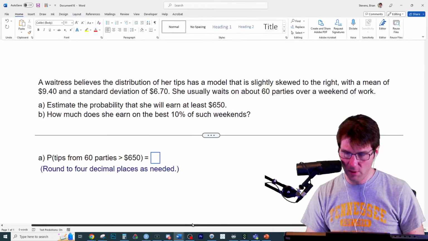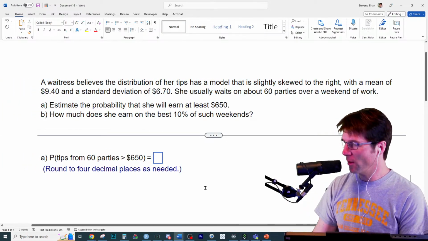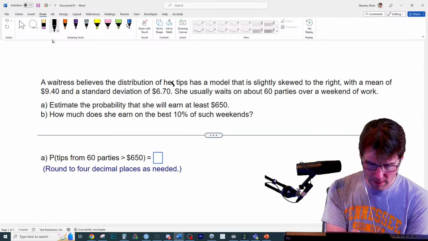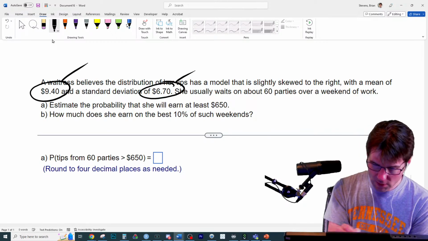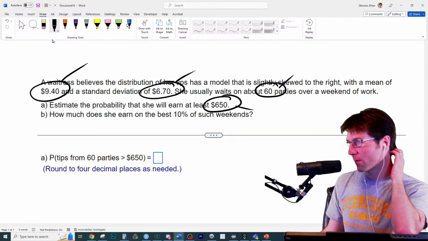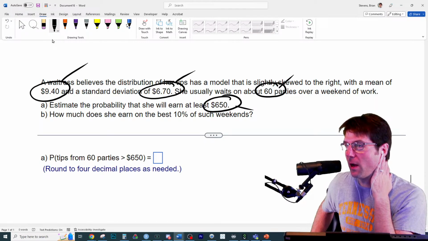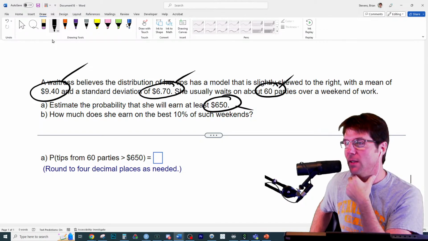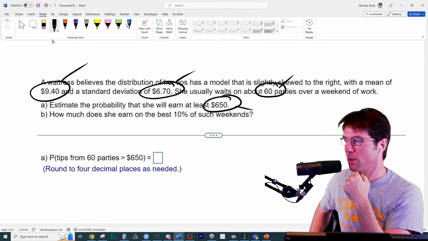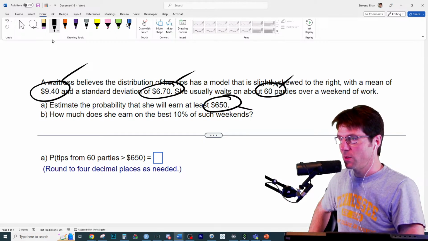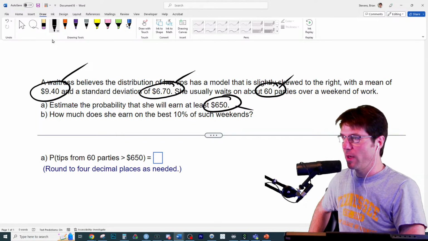Okay, so we have to know the notation here. Find all the notation, Mackenzie. What notation can we find? We've got this. It says a waitress believes the distribution of her tips has a model that is slightly skewed to the right with a mean of this and a standard deviation of this. And then she usually waits on about 60 parties over a weekend. So we need to mark all the notation. Every bit of it.